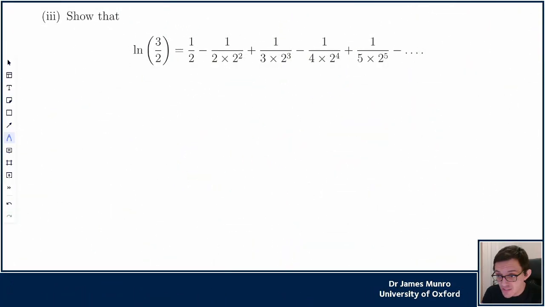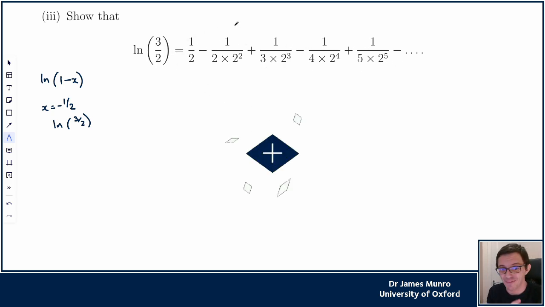Part 3, the first bit, is to show that log 3 over 2 is equal to something. We had a fact at the top of the question that involved log of 1 minus x. If I use x equal to negative 1/2, I'm using the fact here that I can plug in negative values of x, then that will become, on the left there, log of 3 over 2. And on the right hand side, all of the minus signs just work out, all the 2's plug in nicely. I don't need to multiply by -1 this time. I'm doing something very similar to part 1, except just plugging in a slightly different value of x, and I get this thing on the right hand side. I'm not going to write it out again.